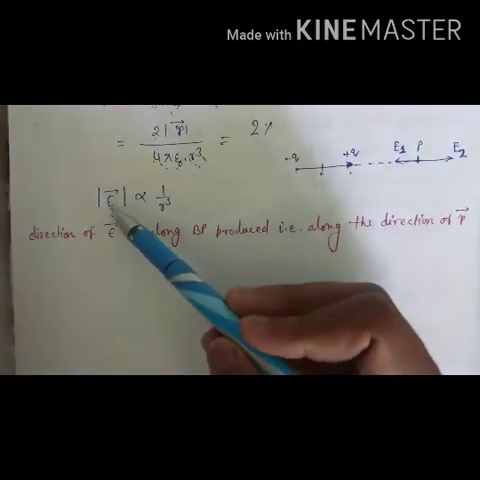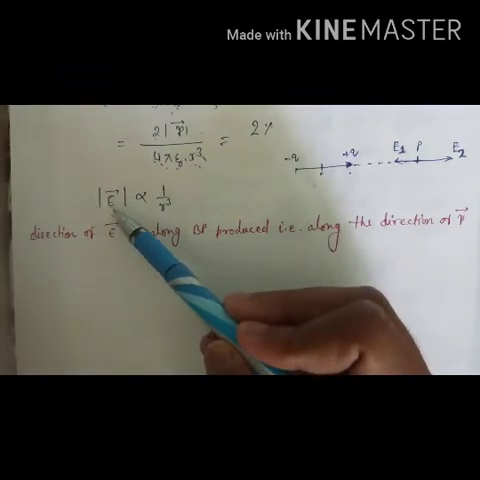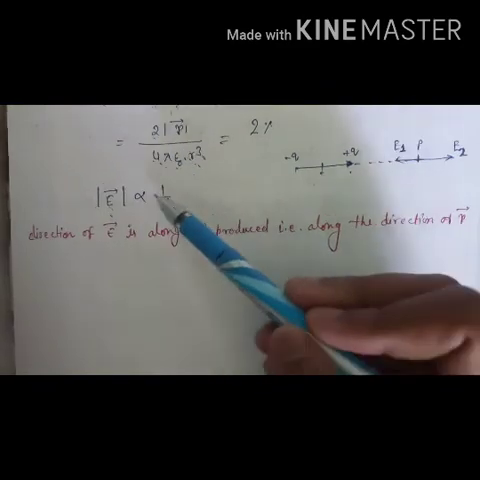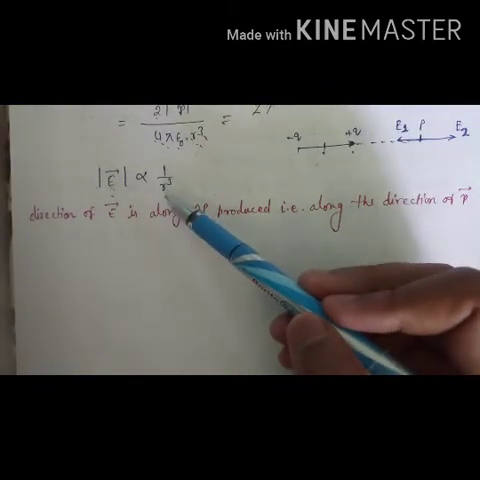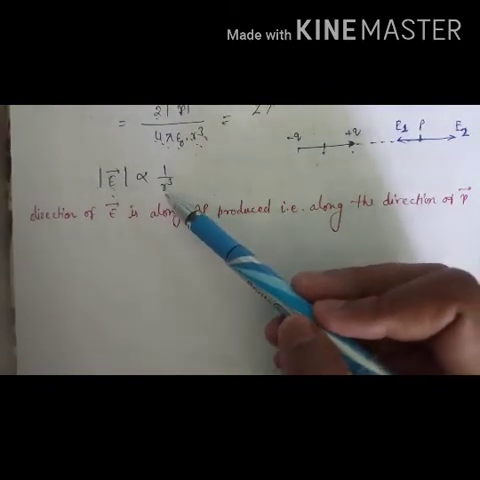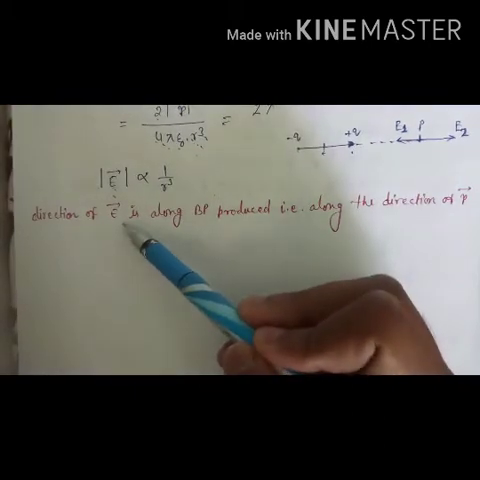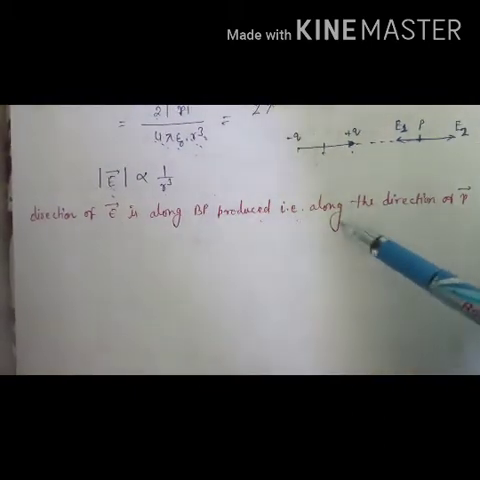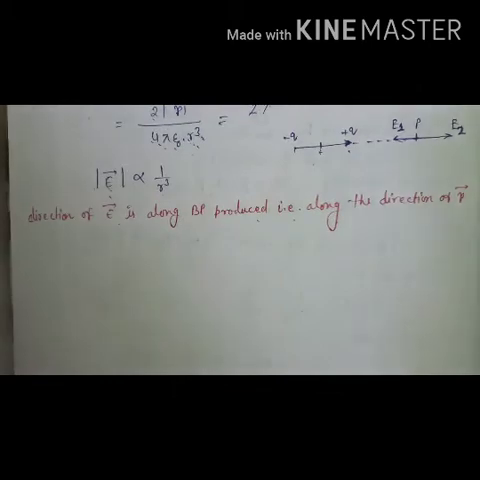Now we have the electric field intensity on the axial line due to a dipole is directly proportional to 1 upon r cube. Direction of electric field is along BP produced, that is along the direction of p.